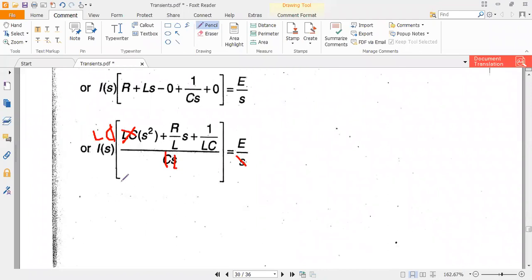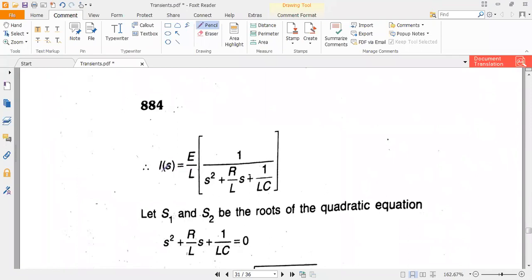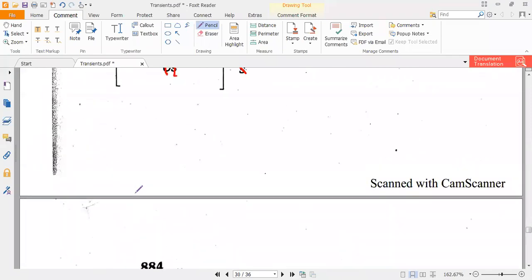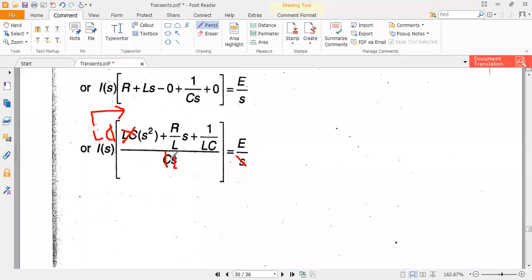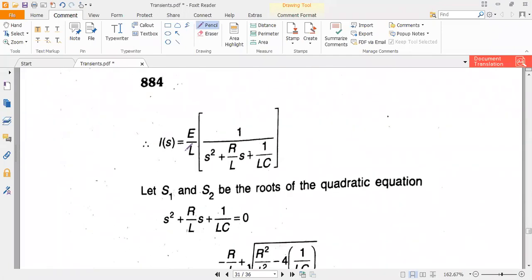Okay, so then you will get I of S into S square plus R by L into S plus 1 by LC is equal to E by L, because I'm just sending this L to this side. Okay, see, you will get the equation, that is I of S is equal to E by L into, because here these two terms will get cancelled, you will get 1, so 1 by this total term you will be having, so that is I of S is equal to E by L into 1 by S square plus R by L into S plus 1 by LC.